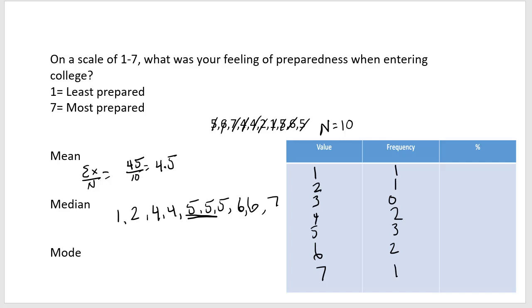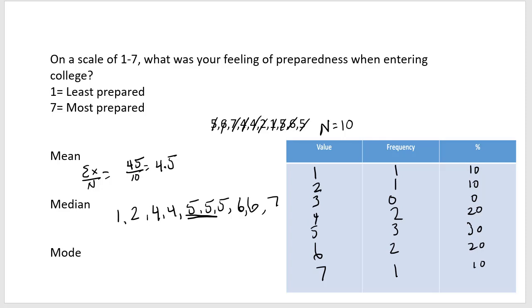And we know that there are 10 scores, so each unit is worth 10%. So the frequency of 1 occurs once, that's 10%. And that's 10%, 0, 20%, 30% of the time, 20, and 10%. So this is an example of how we can do our frequency table.